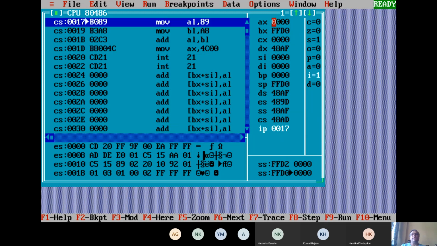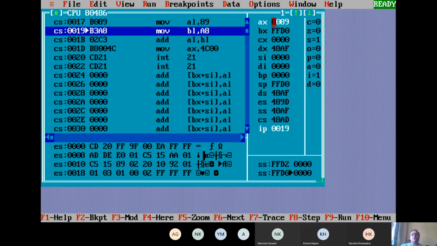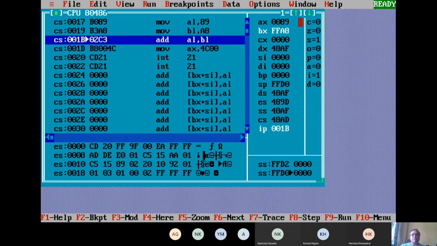So when I execute move AL, 89H, you can see AL will be loaded with 89H and AH will still remain 00. So AH is not modified, only AL is modified by the number 89H. I can load another number A8 into BL. If I execute that instruction, you can see only BL will get affected. BH will still remain the same. So I will execute by pressing F7. Have you observed that BH is not affected? Only BL is affected. Now it is holding the other operand A8.